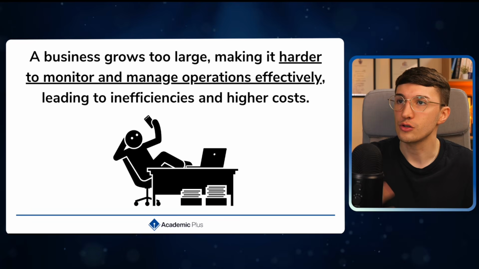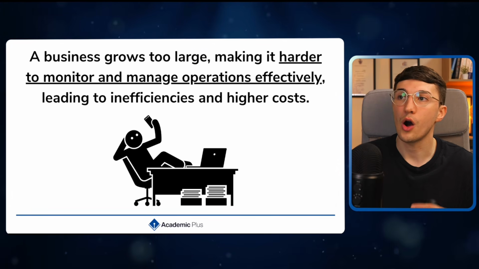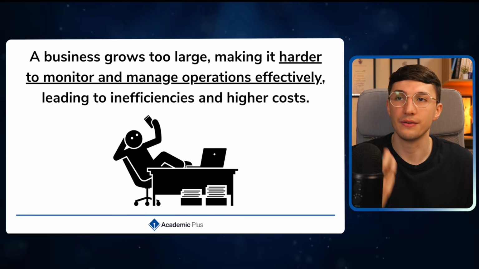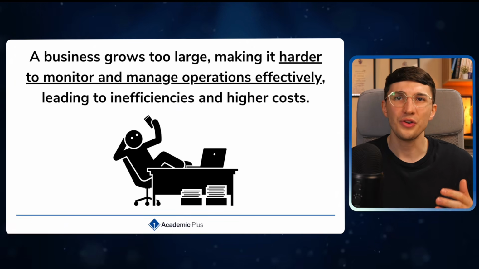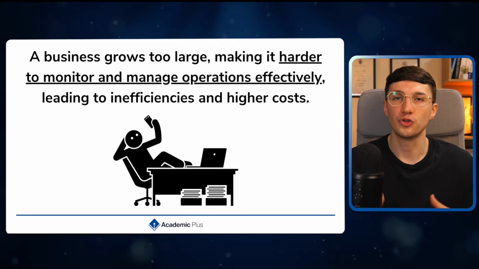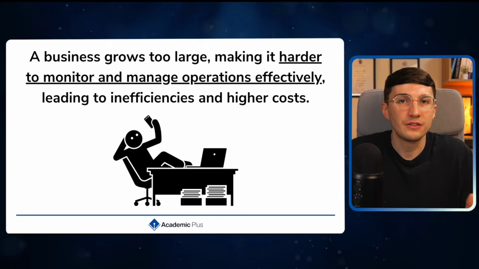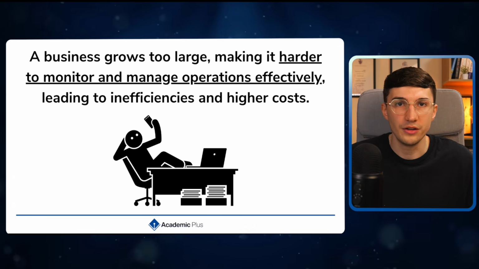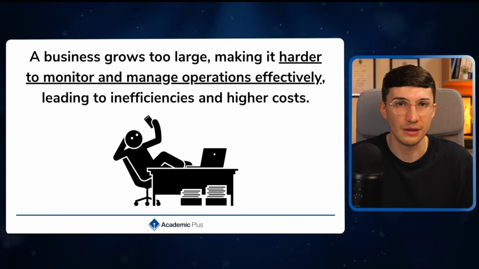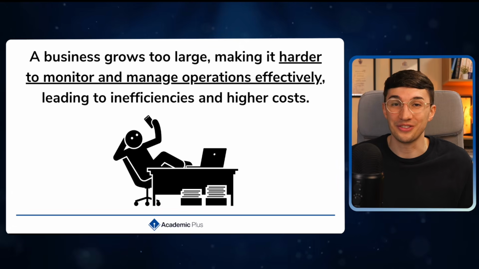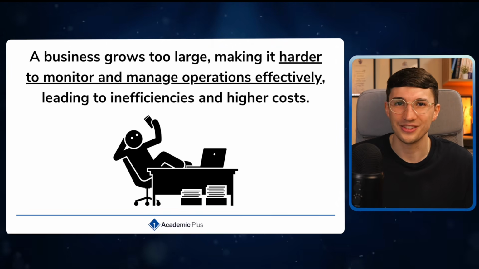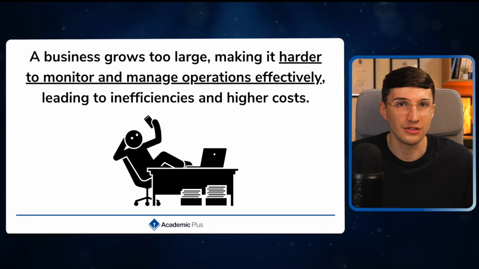Now, this is when a business grows too large, making it harder to monitor and manage operations effectively, typically leading to inefficiencies and higher costs. So what you'll find is that the managers don't have as much control over the employees anymore. The business may be growing too quickly. The span of control for the managers becomes a lot wider, so they're not able to supervise the employees. So the employees might start taking longer break times. They might not be working as hard because they're not being supervised as closely.